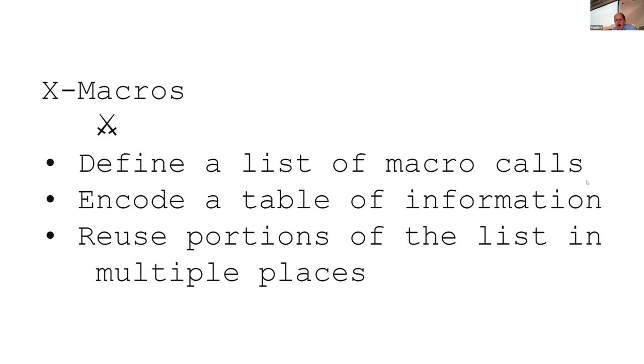To be able to define the opcodes in a single line, I use a C trick called an X macro. This lets you define a list inside of a series of macro calls, and it lets you encode a table of information. You can then reuse portions of the list in multiple different places.